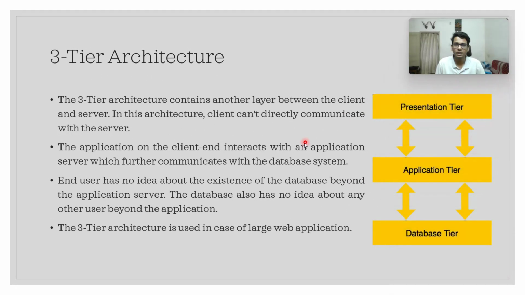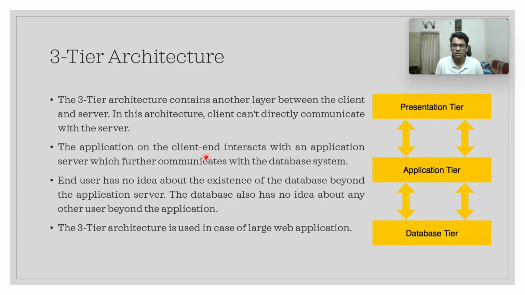The three-tier architecture contains another layer between the client and the server, and that is the application layer. As you can see in this diagram, we have the presentation tier and the database tier, and the application tier in between them, thus preventing direct communication of the presentation tier with the database tier. So the client cannot directly communicate with the server since the application comes in between. This also helps in enhancing the security.